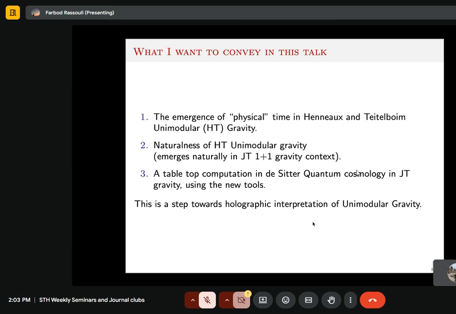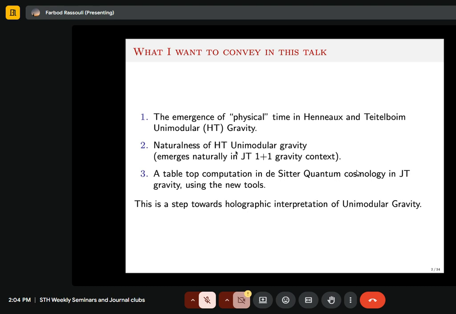Then we're going to discuss how this arises naturally in JT gravity, which is a very interesting point. And the third part is, now that we have this technology of unimodular JT gravity, let's do a tabletop computation in de Sitter to see what we can do and what we cannot do. This is a step towards the holographic interpretation of unimodular gravity. I'm working on that with Andreas Blommaert from the Institute for Advanced Study, and hopefully we will find something interesting.